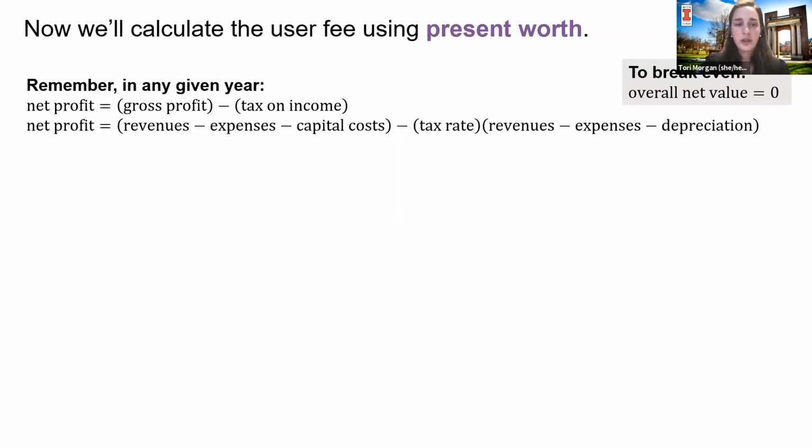Now we'll see how to calculate the user fee using present worth. The first thing we'll want to do is calculate the net profit, which, remember, is the gross profit minus tax on income. To expand it further: revenues minus expenses minus capital costs, subtracted by the product of tax rate times revenues minus expenses minus depreciation.